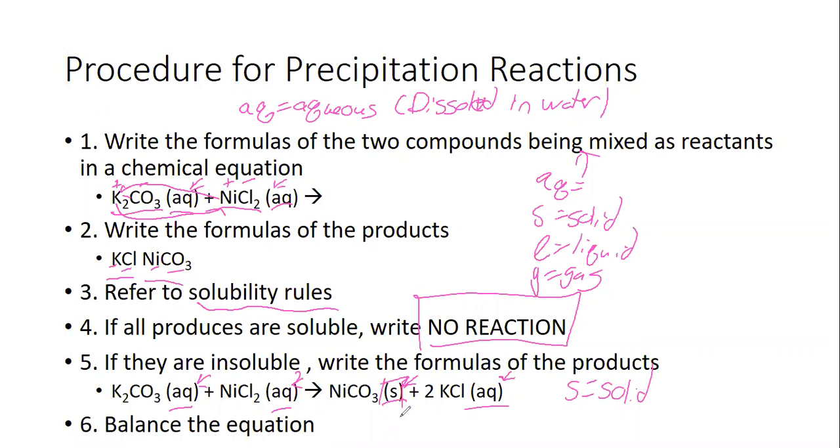After you write the formulas, you balance the equation. Here, two potassiums, right? Two chlorides, one CO3, one CO3, one nickel. So that's balanced. So if you're still having trouble with balancing, go back to our balancing discussion. Email me and I'll give you a ton of balancing example problems. There's a lot out there. But yeah, I'm just going to assume everybody can balance equations moving forward since we were tested on that and we've covered it.